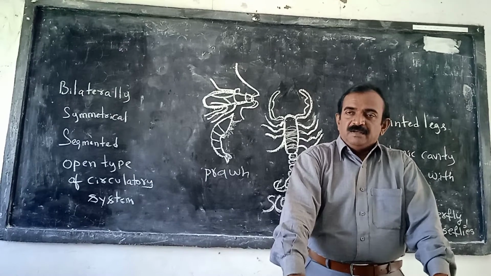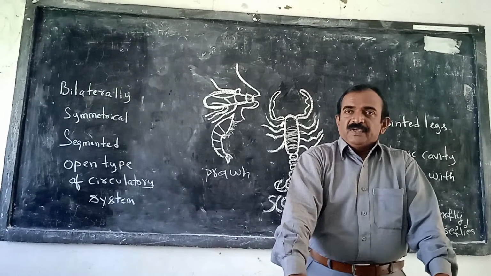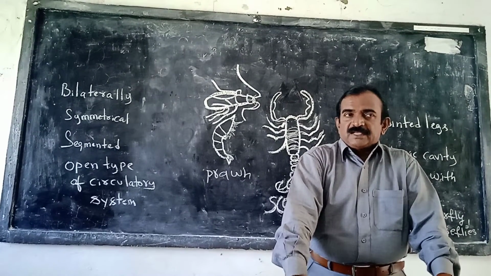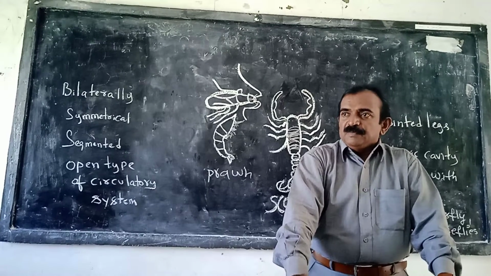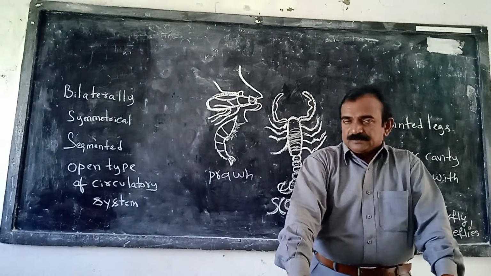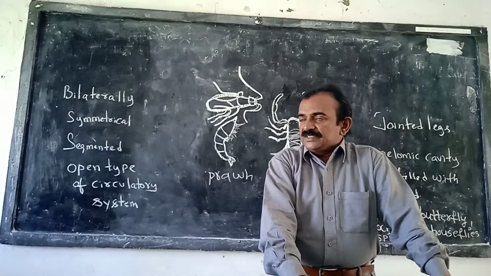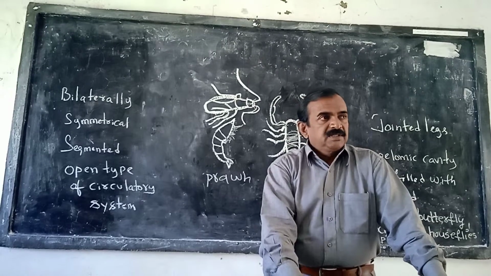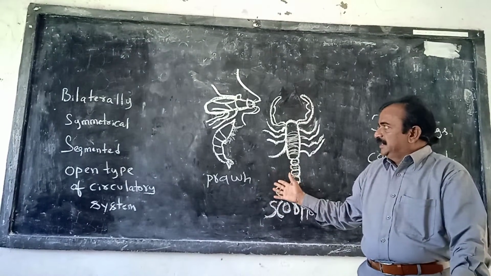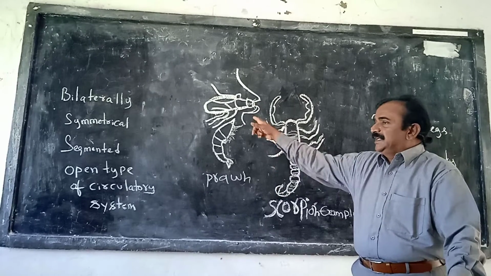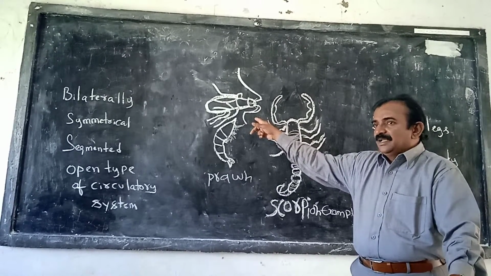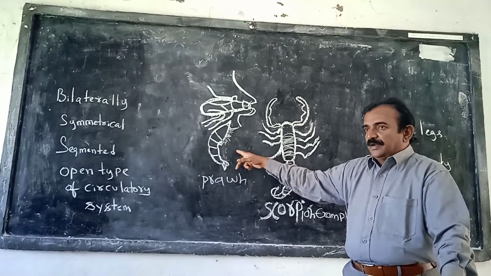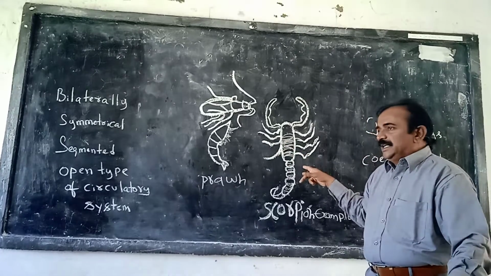The first one is the prawn that we eat. Actually, it belongs to the phylum Arthropoda. And next, again, we are seeing another one: cockroach. And next one, scorpion. Three examples are there. Look at the blackboard. This is a cockroach. It is a familiar animal and it lives in our kitchen. And this is a prawn. We eat prawn. And this is a scorpion.